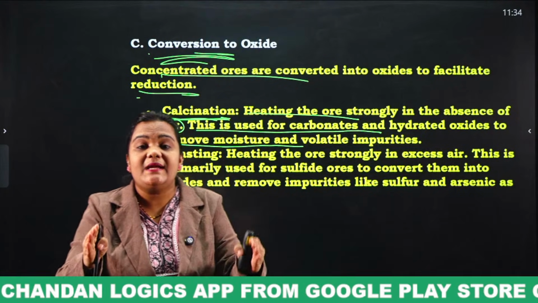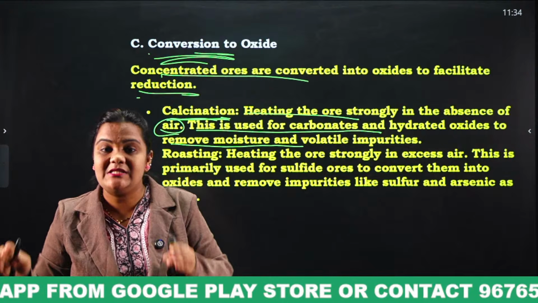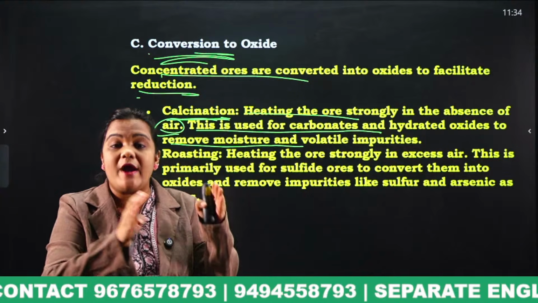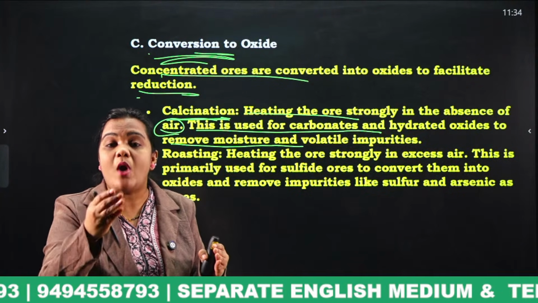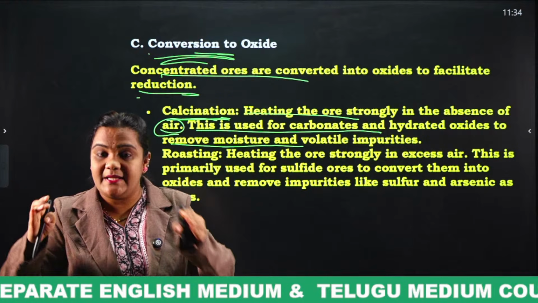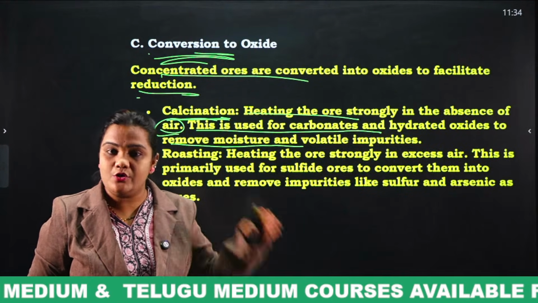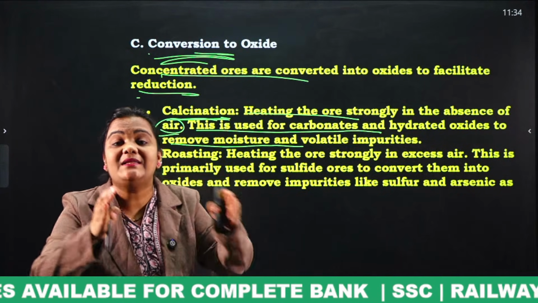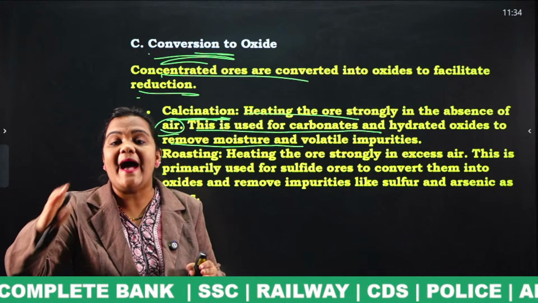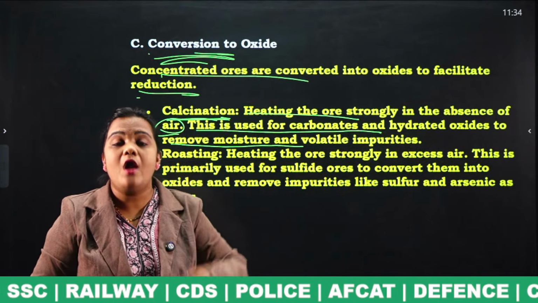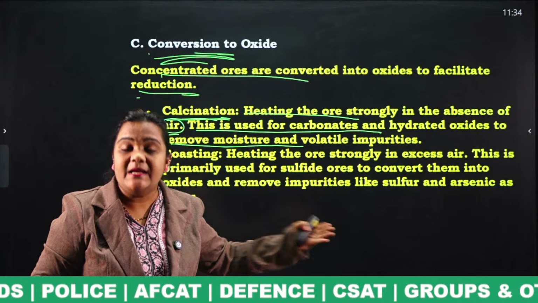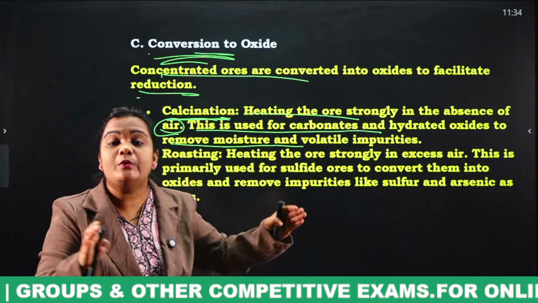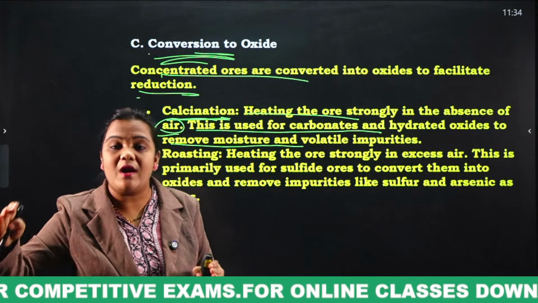If there are any moisture or volatile impurities present in the ores, listen properly, students, which type of process will we use? We will use calcination. So what will this calcination do? It will heat the ore in the absence of air, such that all the moisture content will be evaporated and the impurities are removed from the ore. So this is the process when the impurities are in a moisture or volatile state.